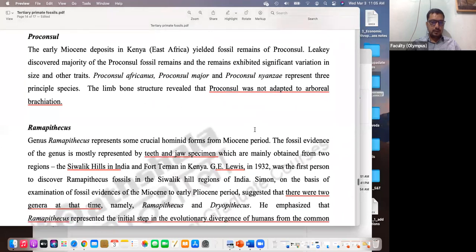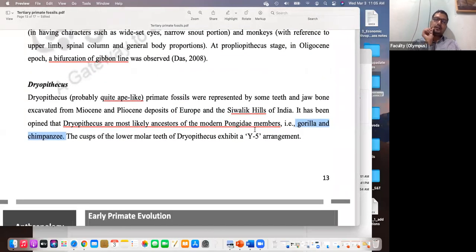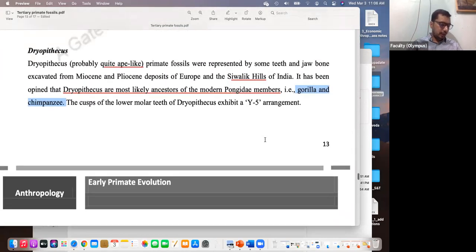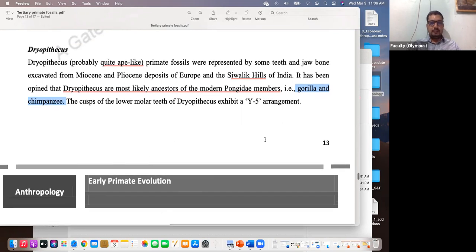So let's show the image here. They have 5 corners like this and are Y-shaped. You can draw a Y in between that. That is how they are arranged. So they're talking about a specific feature of the teeth, the cusps, especially on the lower molar teeth. They show Y-5, 5 such corners with a Y-shaped structure in the middle. So this is called Dryopithecus: ape-like, modern gorilla-like and chimpanzee-like with the dental pattern, like these Pongidae members.